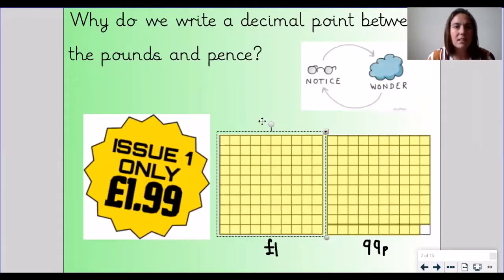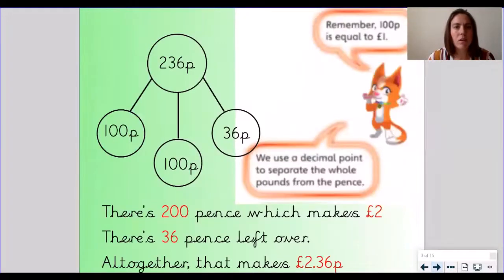Before we get started, let's have a recap of what we did yesterday, thinking about what that decimal point represents. So I've got £1.99, and you can see here I've got one whole, which represents my £1, and I've got 99 parts, or 99p, which is what's left over. So I've got £1 and 99p. That decimal point is separating the whole from the parts that are left over.